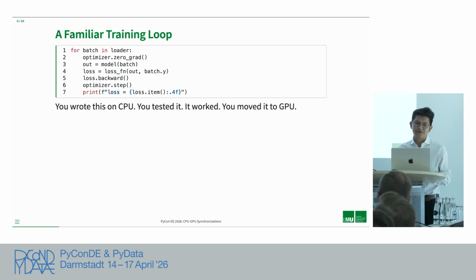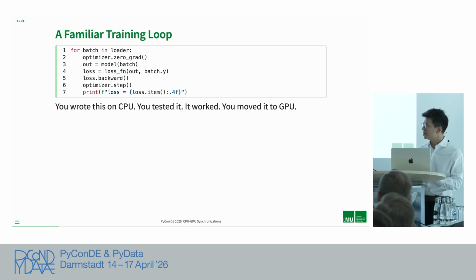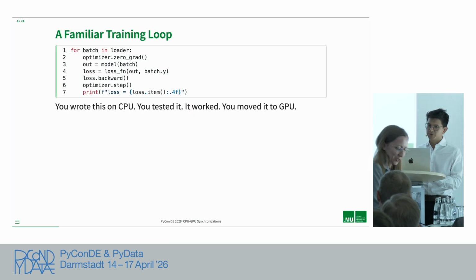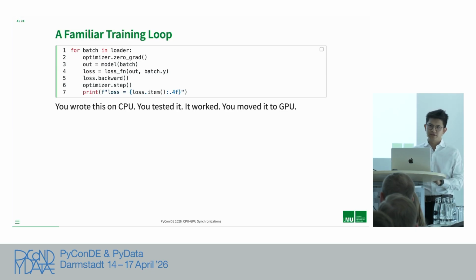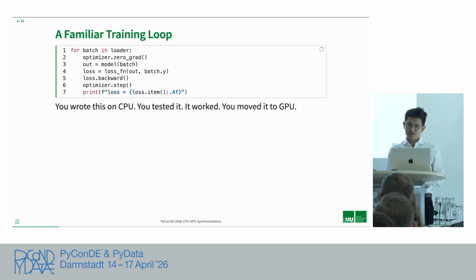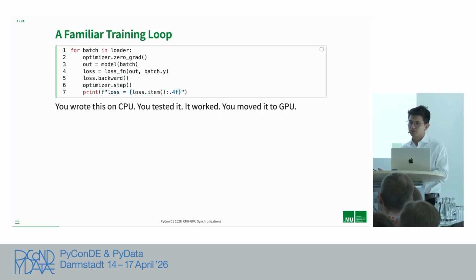So let's get started. This is the familiar training loop that you might have written yourself for your machine learning project. Basically, we have a loader where we're loading batches of data. We are calling the model on this batch of data, getting some output, then based on this output, computing a loss, then doing a backward, and using the optimizer to step to change the model weights. And finally, you probably want to have a look at how the loss is doing. You want to see it going down, so you print the loss. And we often start by writing this on CPUs to test and make sure that it's working correctly.